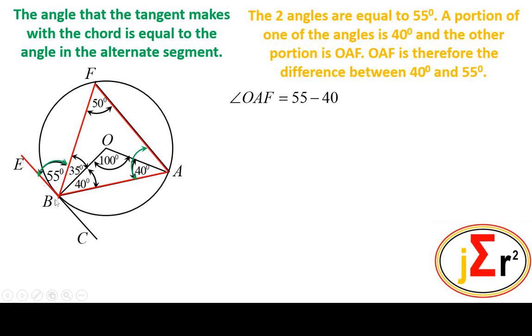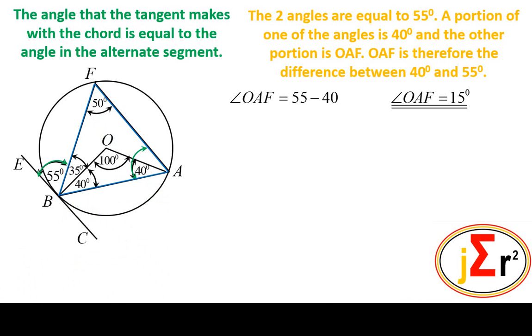The angle that the tangent makes with the chord, 55 degrees, is equal to the angle in the alternate segment, which is 55 degrees. However, this portion of it is 40 degrees, and the other portion is the angle OAF that we need to find. OAF is equal to 15 degrees, and that's all there is to it.